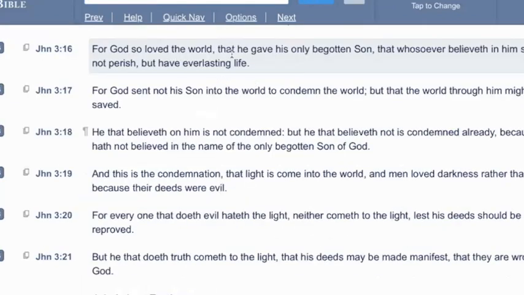For God so loved the world that he gave his only begotten Son, that whosoever believeth in him should not perish, but have everlasting life. Well, that one's not too hard. The only word there that's difficult is believeth.